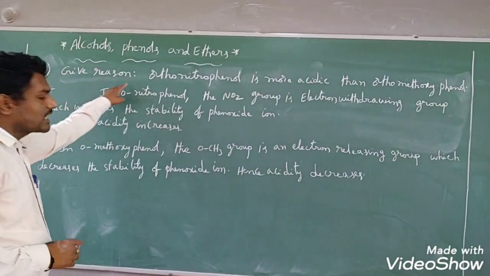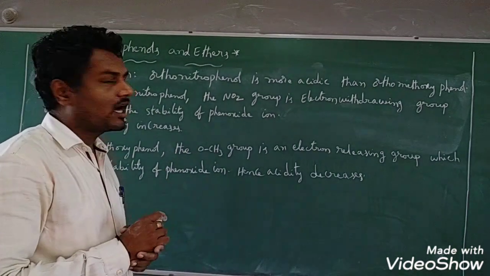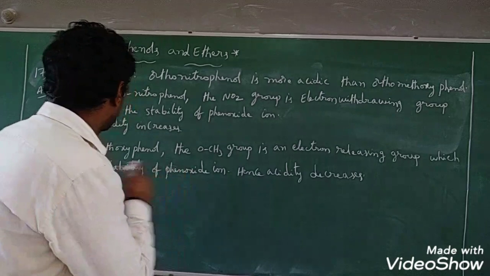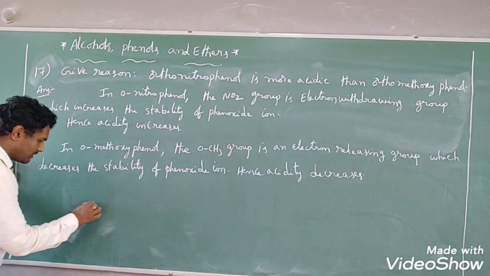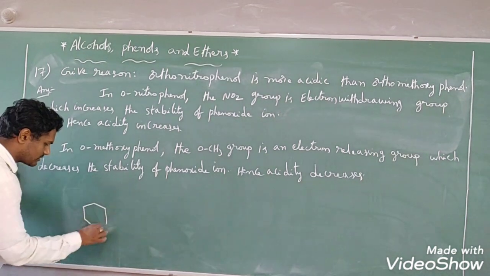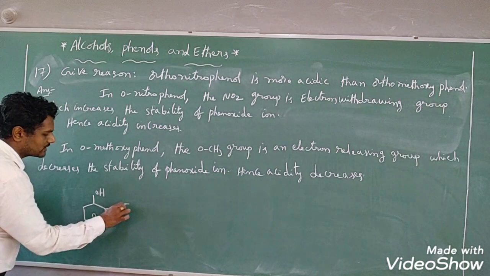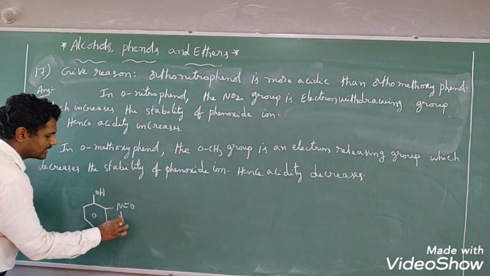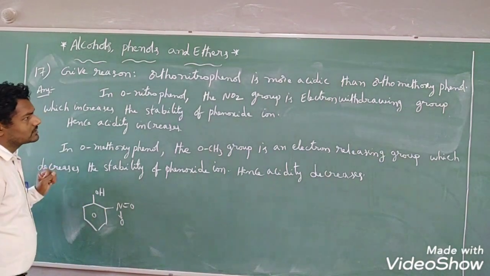Give reason type question. Orthonitrophenol is more acidic than orthomethoxyphenol. First of all, what is orthonitrophenol? We will see that. First we have to take the phenol structure. At the ortho position, an NO2 group is present. I have drawn the NO2 group like this for easy understanding. Right? Orthonitrophenol, this is.